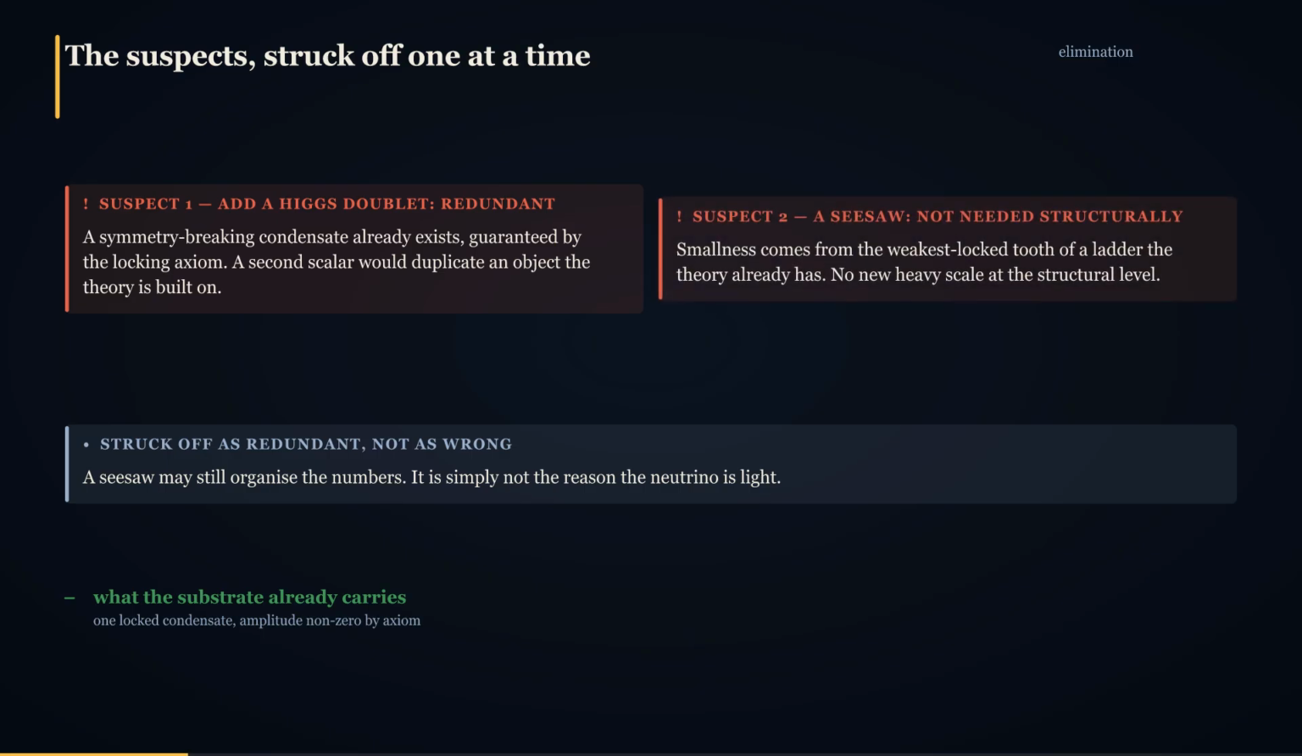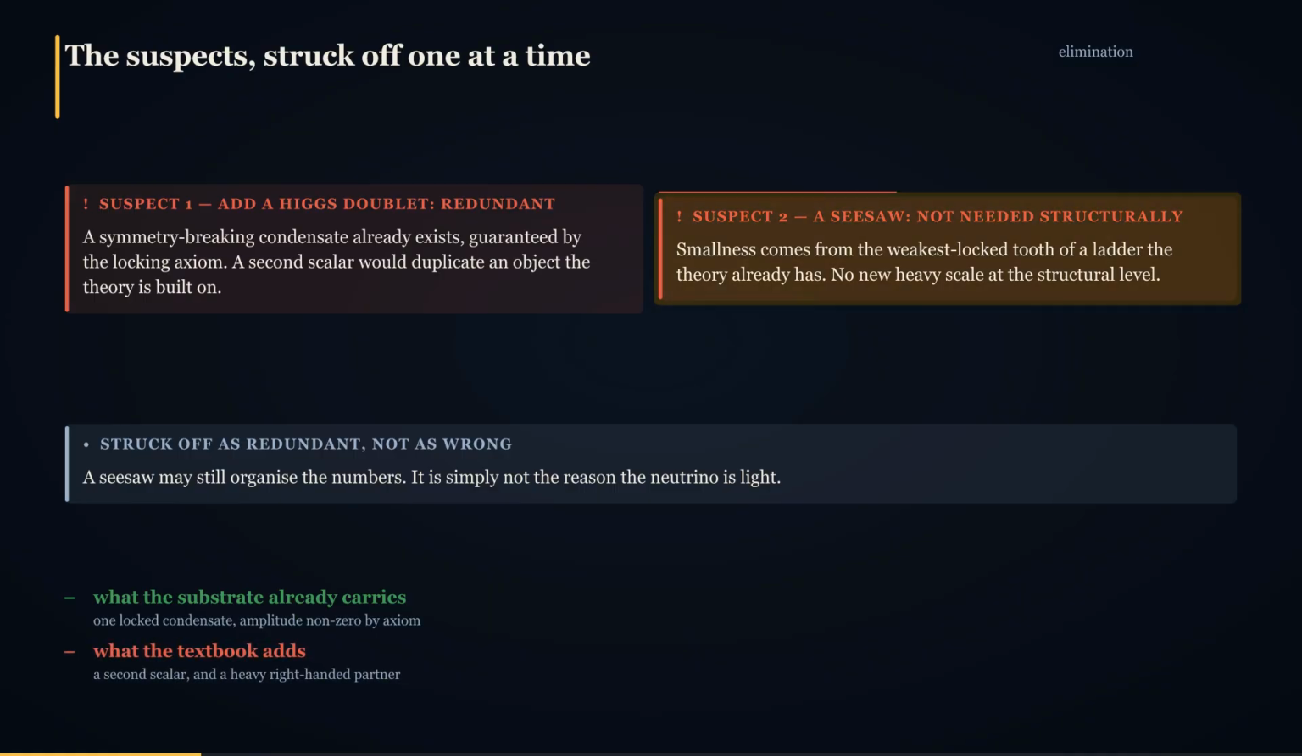Suspect 2: a seesaw for neutrino lightness. The usual account makes it light with a heavy right-handed partner. Here smallness comes for free, from the weakest lock tooth of a ladder the theory already has, with no new heavy scale at the structural level. A seesaw may still organize the numbers. It is not the reason the neutrino is light.